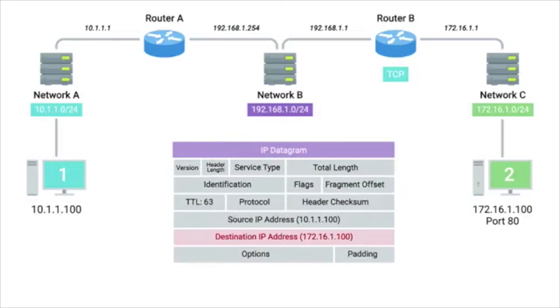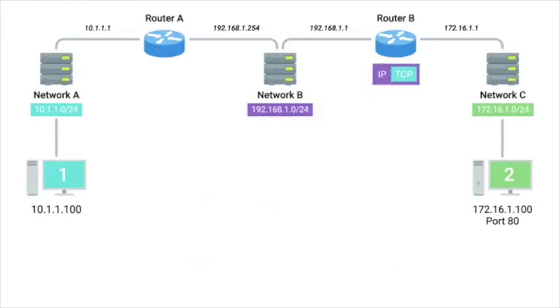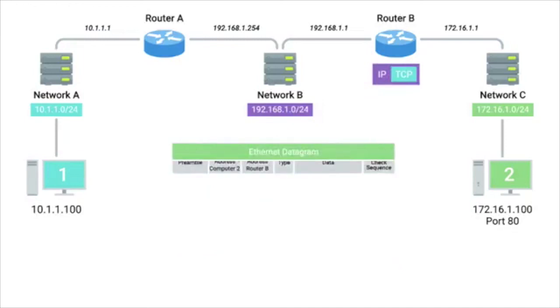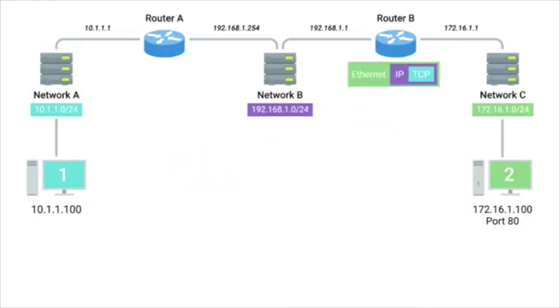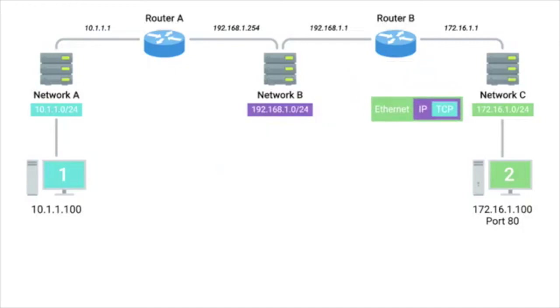Looking at its routing table, router B sees that the destination address of computer 2, or 172.16.1.100, is on a locally connected network. So it decrements the TTL by 1 again, calculates a new checksum, and creates a new IP datagram. This new IP datagram is again encapsulated by a new Ethernet frame, this one with the source and destination MAC address of router B and computer 2. And the whole process is repeated one last time. The frame is sent out onto network C. A switch ensures it gets sent out of the interface that computer 2 is connected to.